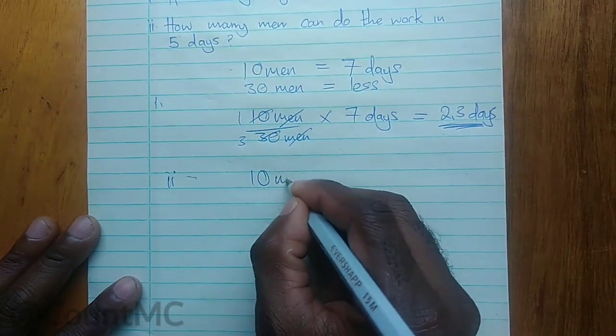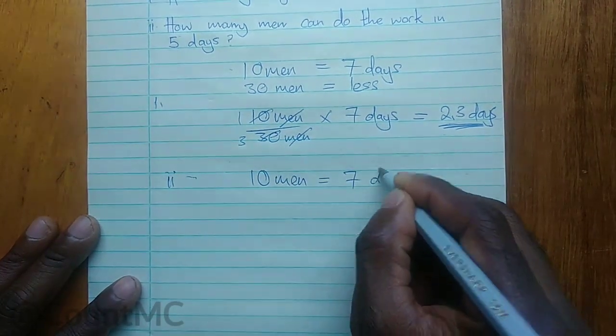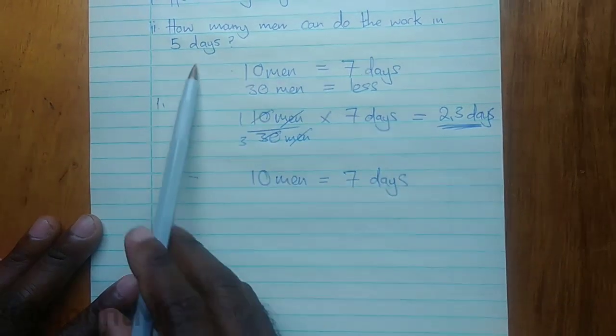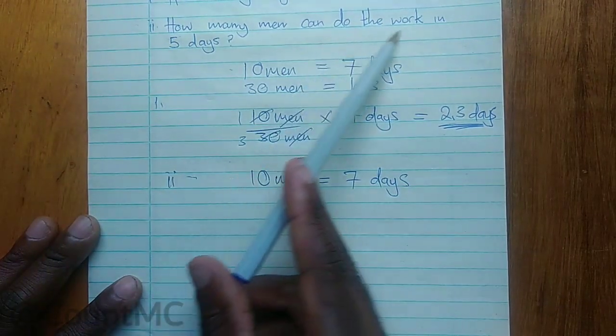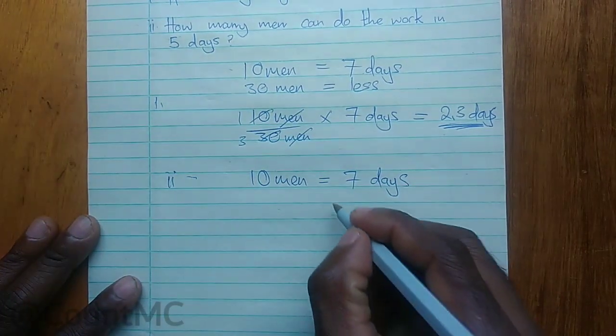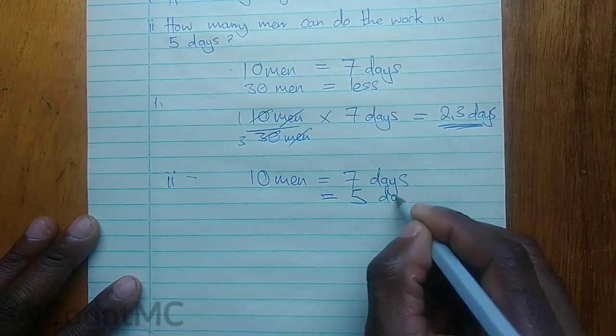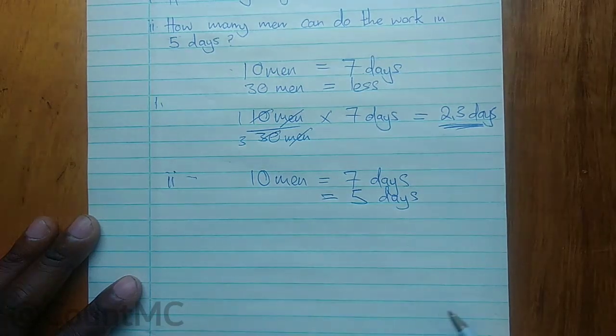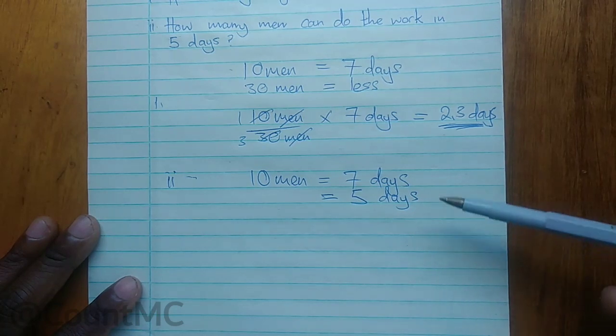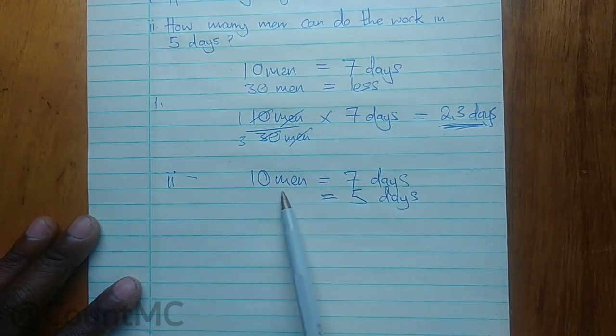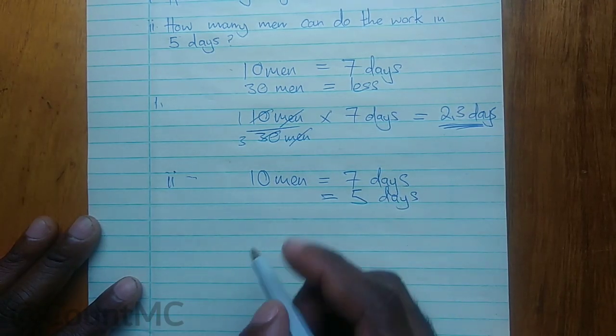The relationship is 10 men is equal to 7 days. Now, how many men can do the work in 5 days? So we are given days now. 5 days. We are looking for men. Okay. So we know that 10 men will use 7 days. But what if we want the work to be done in 5 days? We have to increase the number of men so that we can cut the days. So 5 days equals to more men.